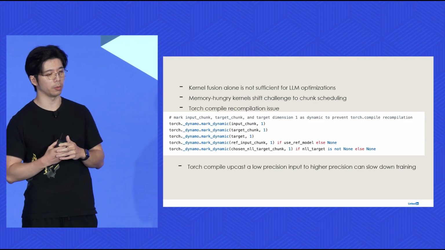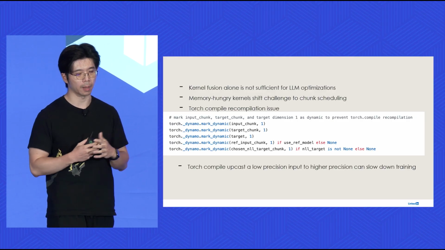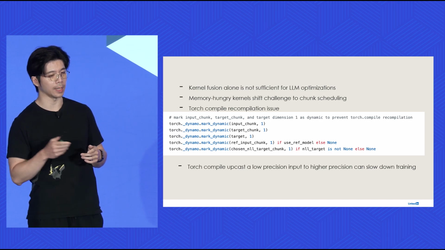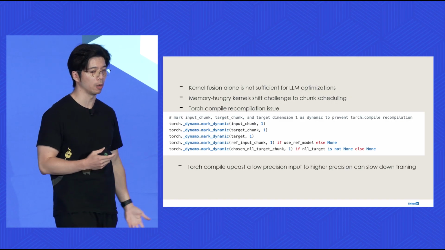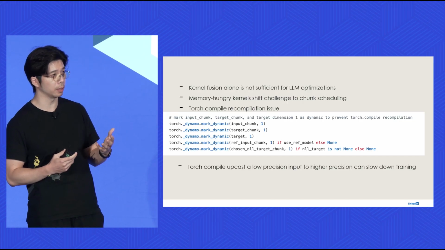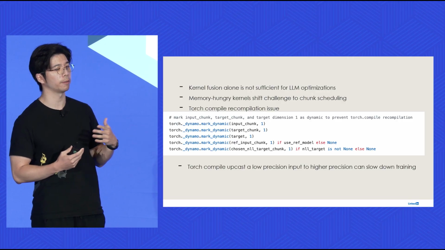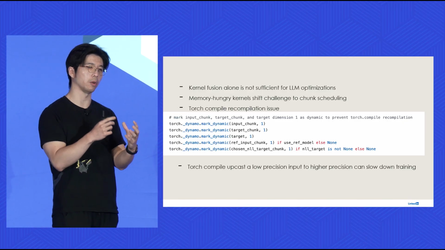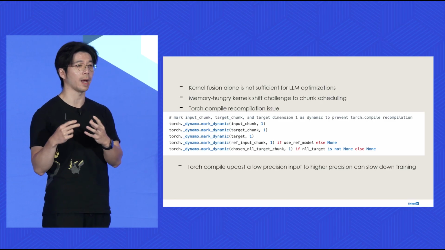Occasionally we come across recompilation issues, because if your input tensor dimension changes, it will cause recompilation. One way to mitigate that is to explicitly identify that dimension as dynamic. And the last bullet point is that even if you use torch compile, there are cases where some of the inputs will be upcast to a higher precision, and in that situation, you will see the training throughput slowed down. The reason we heard from Meta is that they want to make sure that after torch compile, the model output will be consistent with that of the highest precision ones.